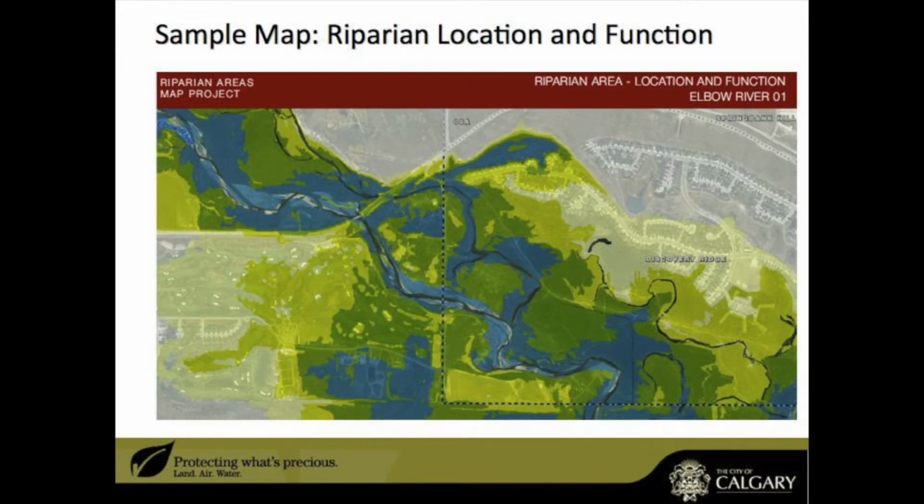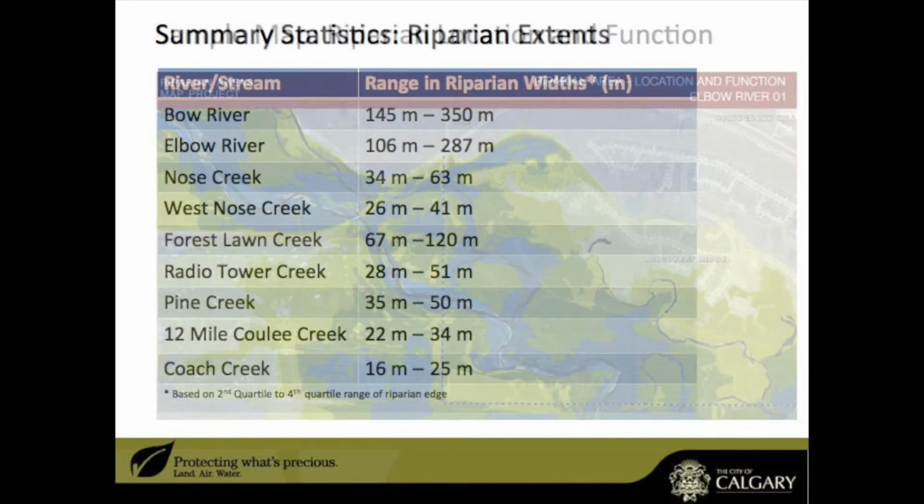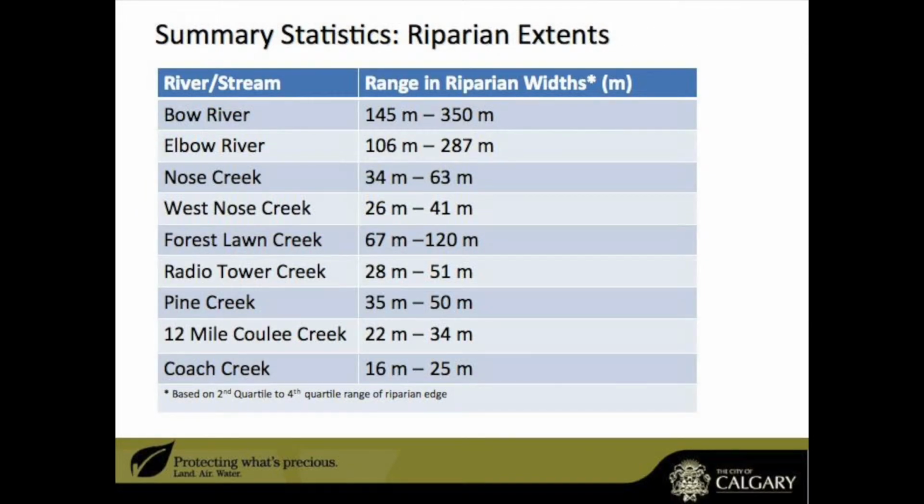Just another kind of snapshot. This is Discovery Ridge, Griffith Woods area on the edge of southwest Calgary, along the Elbow. And then I just threw up some kind of summary statistics of the riparian extent. So again, we saw really high variability, and this is sort of showing the second quartile to fourth quartile range of where those riparian edges are.